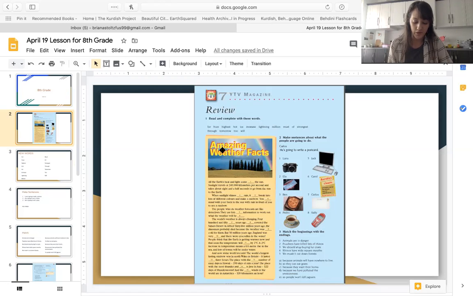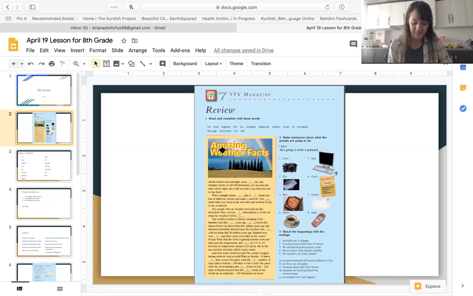The people who do weather forecasts are like detectives. They use lots of information to work out what the weather will be tomorrow. The world's weather is always changing.